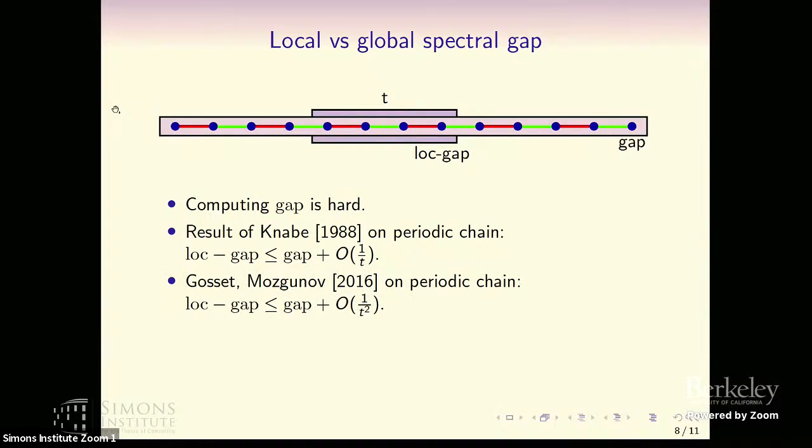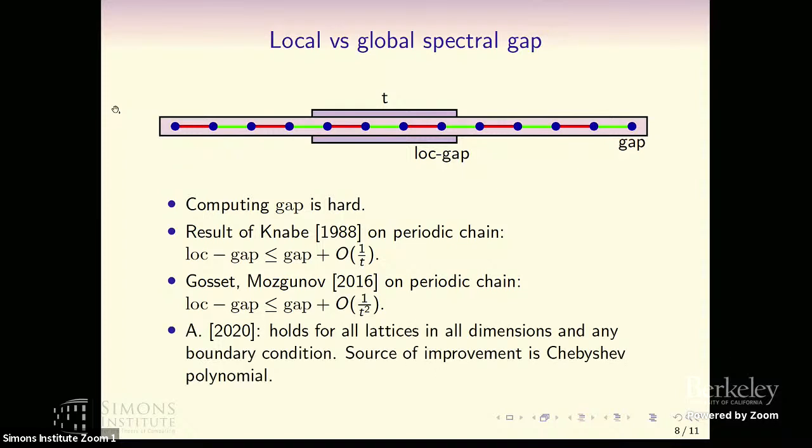And in certain cases, it was shown that the tight relation between the two holds using some techniques that were around for many-body systems. In a recent work, I showed that this relation holds for all dimensions and all boundary conditions. And the source of this improvement that you see here comes again from Chebyshev polynomials as well. There's no surprise where this is going.